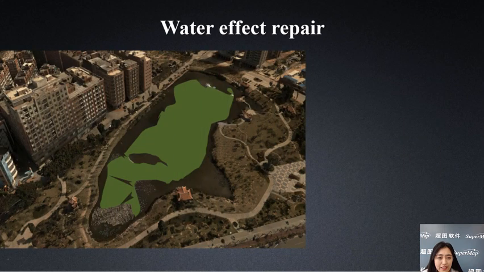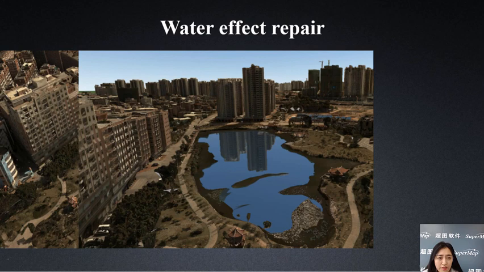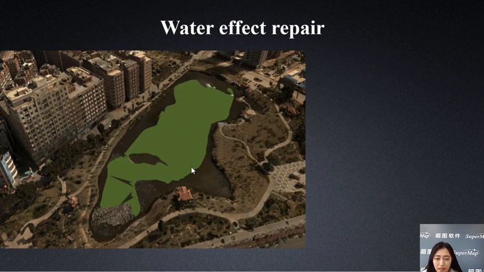Okay, and then let's look at the water effect repair. In oblique photography models, some pores often appear in the water surface. There will be some hole areas. That may be because of the lack of data.